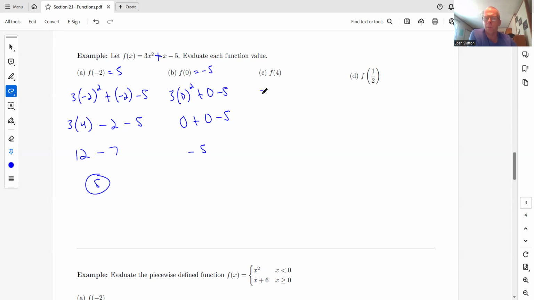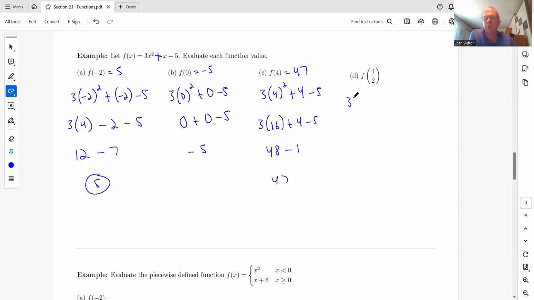f of 4, we're going to plug in 4. We get 3 times 16 plus 4 minus 5, so that's 48 minus 1, so that's 47. So f of 4 is 47.